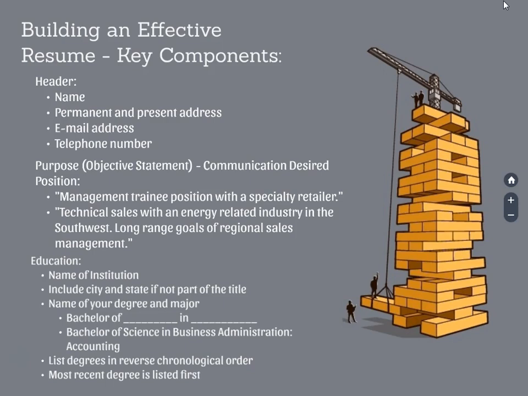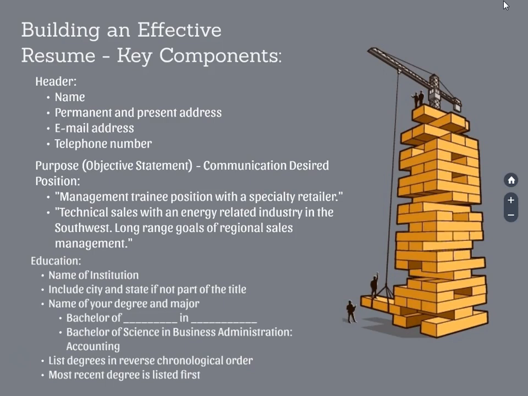This is where you deliberately state your desire for a particular position. Here are just a few examples. Management trainee position with a specialty retailer. Great, you want to be an assistant manager at Hot Topic. Or technical sales with an energy-related industry in the Southwest. Long-range goals of regional sales management. So they want to work for the petroleum industry, but they don't want to work on an oil field. And notice, long-range goals of regional sales management states that they're willing to move if they get a promotion. In other words, they're controlling the conversation about who they are and what they want from the jump.